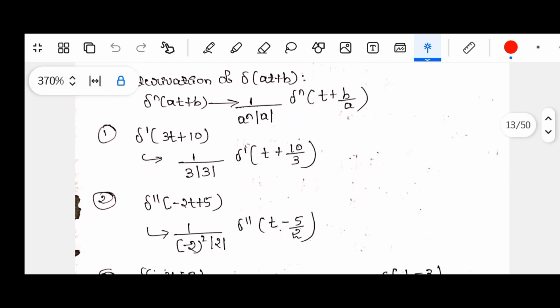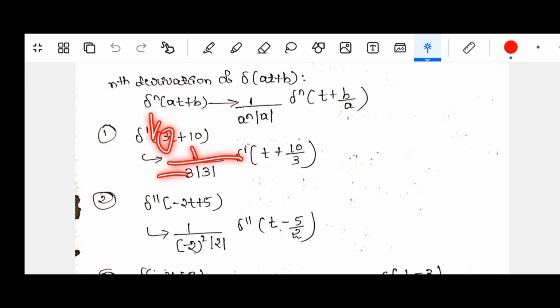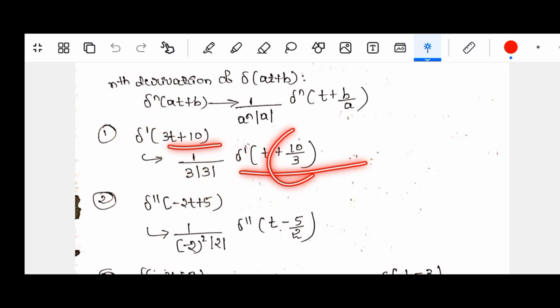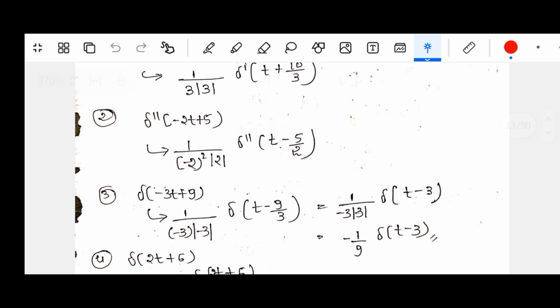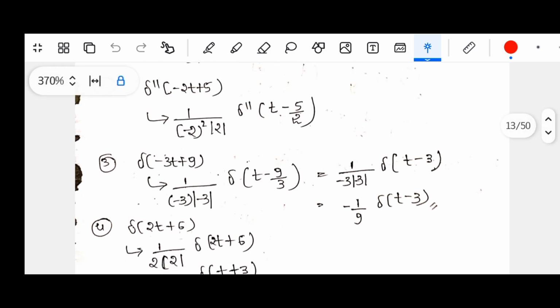Let's solve some problems. δ'(3t plus 10). Take this 3. 1 divided by, for a single differentiation, 3 into mod of 3, and δ'(t plus), find out the t location, you will get 10 by 3. Next, δ''(minus 2t plus 5). It is a double differentiation, so we will get a square: minus 2 whole squared into mod of 2, δ''(t plus), find out the location, you will get minus 5 by 2.